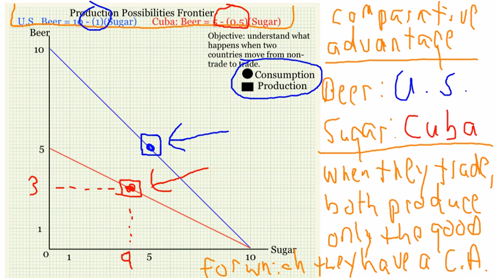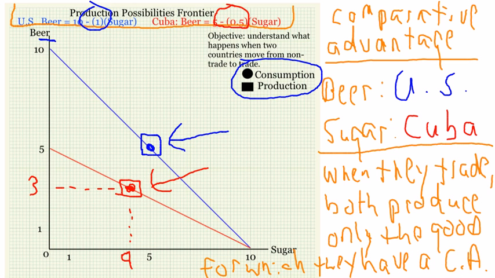When the U.S. and Cuba go from not trading to engaging in trade, what they're going to do is both produce the good that they're best at. That just makes sense, right? Each country should do what they do best. And then for the good they don't produce anymore, they trade for it. So if we think of the U.S., instead of producing and consuming 5 beer and 5 sugar, since they have a comparative advantage in beer, they are only going to produce beer.